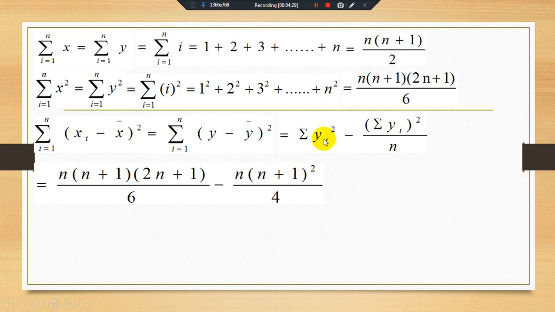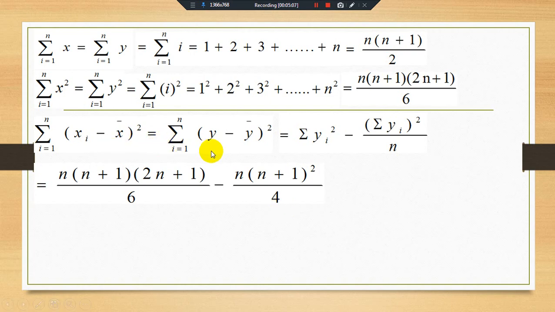So see, here we have summation y square. So this is the summation y square answer. So we put it here in place of summation y square, and minus. So we have the summation y square, so that's why we are taking the square of this part and then dividing by n. And this n will be cancelled out by the square of this n. So that's why we have only one n here, and here we have 2, so that's why the square of 2 is equal to 4.